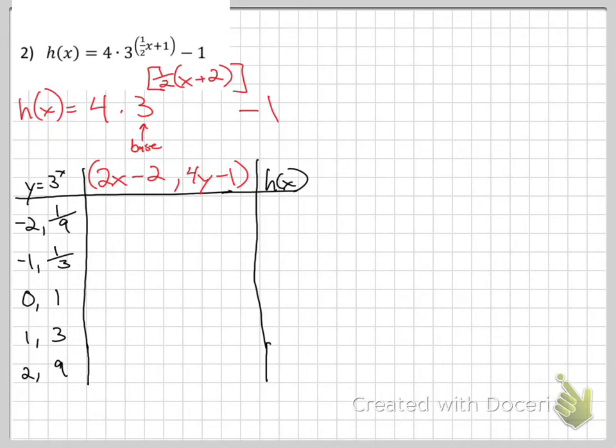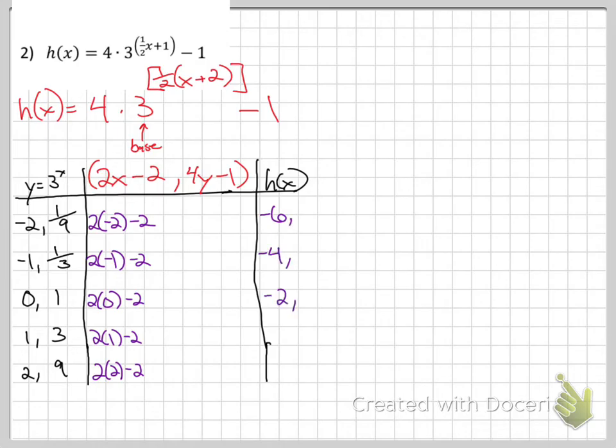So take each x value, double it, and subtract 2. So 2 times this x value minus 2. 2 times this x value minus 2. All the way down. If you can do it in your head, you don't have to show the work. -4 minus 2. -2 minus 2, 0 minus 2, 2 minus 2, 4 minus 2.